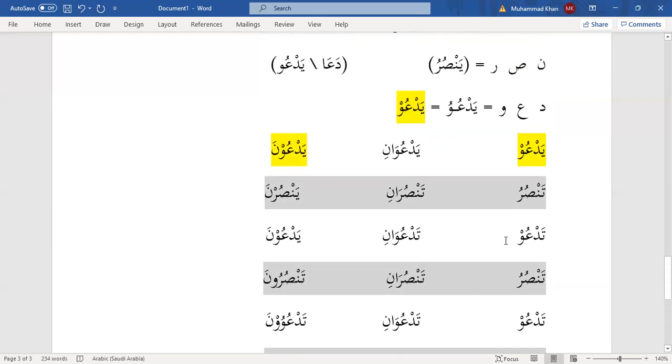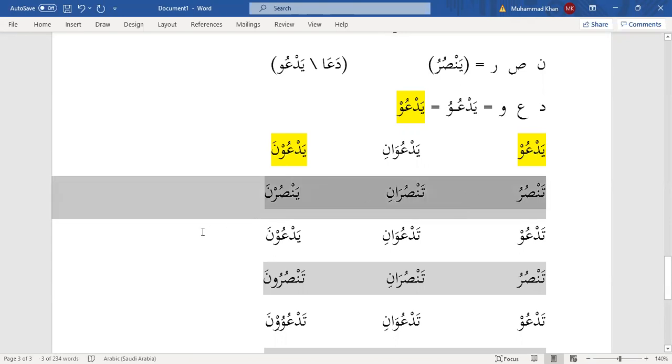Okay, then we have tansuru, tansurani, and tansurna. So it has become tad'u. The dual doesn't change, and also the feminine plural doesn't change as well. So that's the only change that has taken place over here. So we are going to remove this because we don't need it anymore.